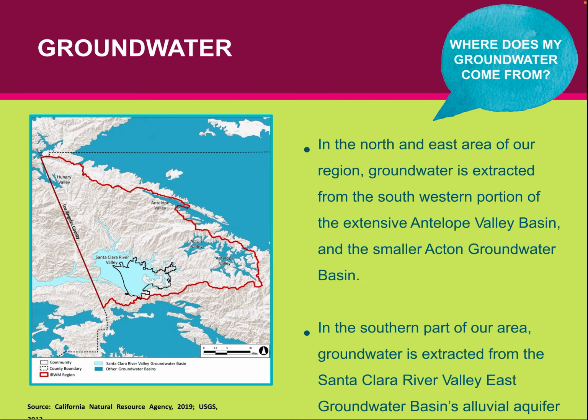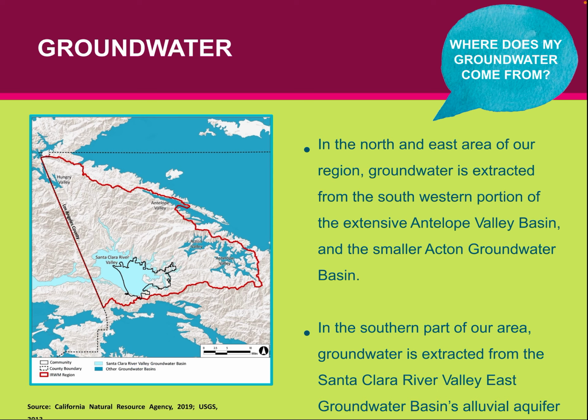Where does our groundwater come from? In the north and east area of our region, groundwater is extracted from the southwestern portion of the extensive Antelope Valley Basin and the smaller Acton Groundwater Basin. In the southern part of our area, groundwater is extracted from the Santa Clara River Valley East Groundwater Basin's alluvial aquifer. So if you look at this map, once again, the red outline represents our Upper Santa Clara River watershed region. And for the majority of our water, you can see the light blue in the center is the Santa Clara River Valley Groundwater Basin.